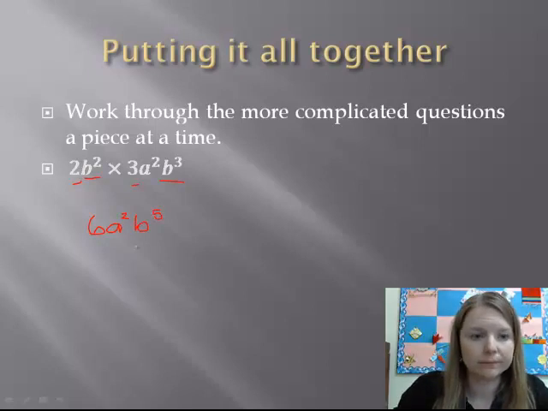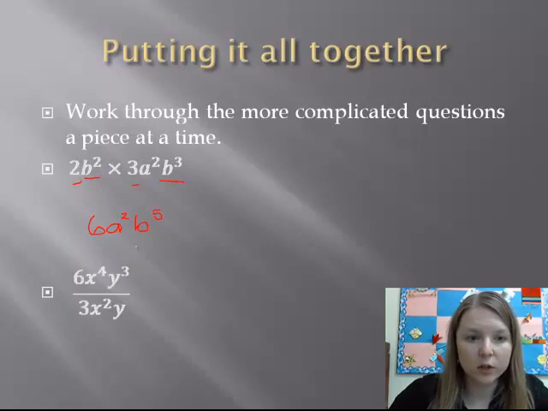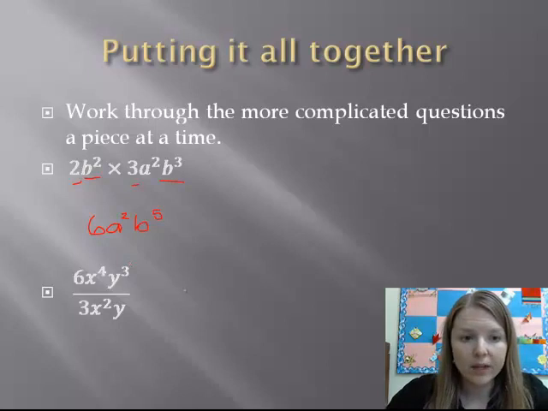Let's look at another one. So 6x to the power of 4, y cubed, all of that divided by 3x squared y. So number by number. So start with the 6 and the 3. So 6 divided by 3 gives us 2. And then we have x to the power of 4 divided by x squared. When dividing powers when the bases are the same, we subtract those exponents. So that will become x, and then 4 minus 2 gives us 2.